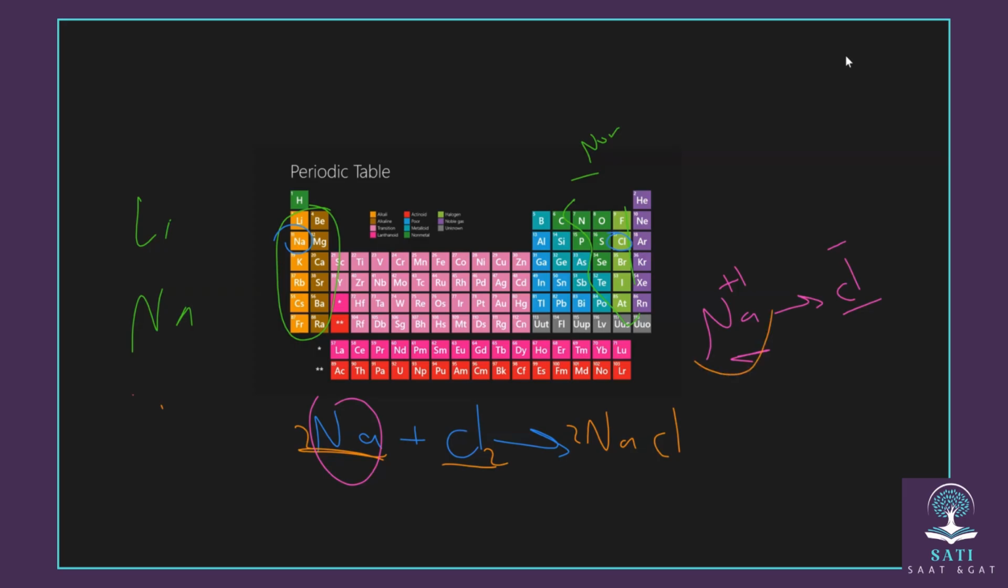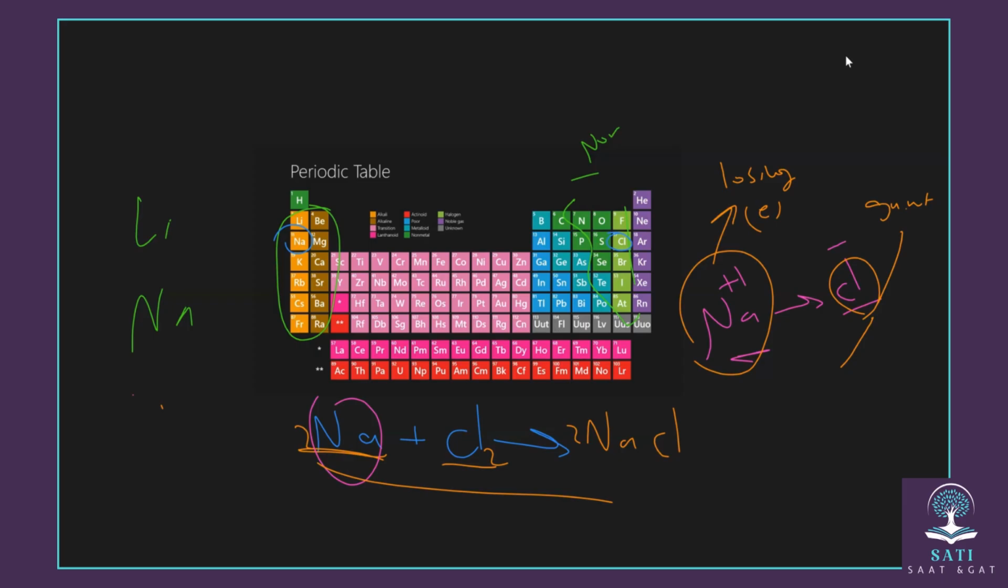Okay, so in this reaction now, what happened to the sodium is it is decreasing in number of what? Of electrons. So it is losing electrons. So what happens to the sodium is losing of electrons. And what happens to the chlorine here is gaining of electrons.